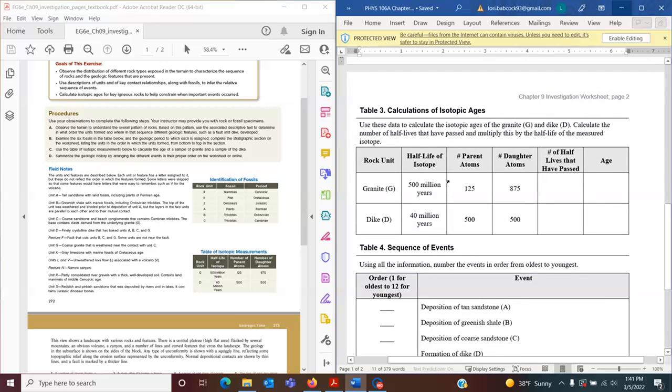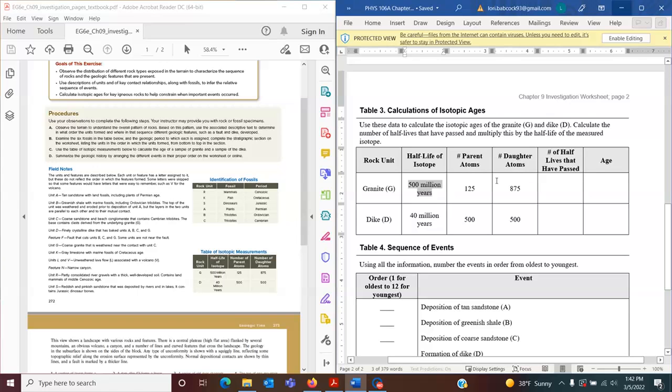Isotopic ages. I want to get you started on this one too. So what we have total, starting out for the granite or the dike, we have 1,000 total atoms. And for the granite, every 500 million years, half of those atoms become daughter atoms. That would be the half-life. So for the first 500 million years, you would see 1,000 split down the center. You'd have 500 parent atoms and 500 daughter atoms.